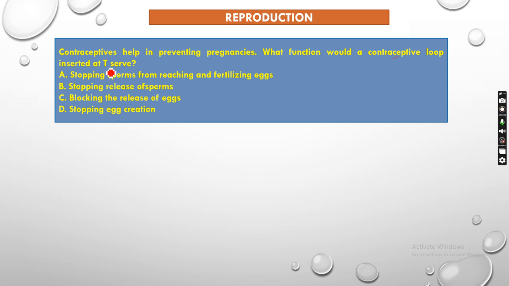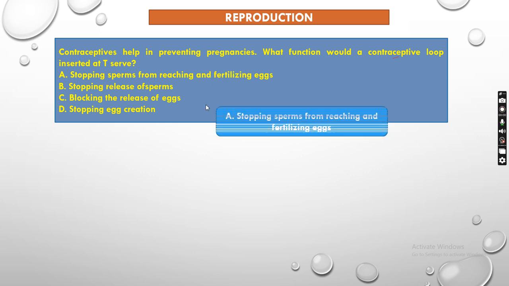Now first you should know whether the contraceptive loop is used by the male or the female. It is used by the female, right? So female, in the cervix. That means it is related to the entry of sperms. So it will be stopping sperms from reaching and fertilizing eggs. Okay, so that will be the correct answer. Stopping release of sperms cannot be, because that is from the male and we are talking about the female. So it will be option A, not B.